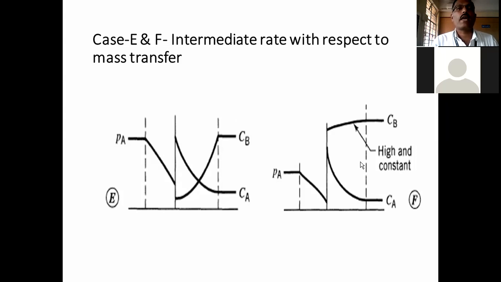Similarly, case F has high CB, with an instantaneous-type reaction. Here CB is high and constant; CB does not drop appreciably. A enters the liquid film, and some of this A reacts with the B in the liquid film, but not all A reacts, because this is an intermediate type of reaction and more time is required for the reaction. So this A enters the bulk of the liquid, and then the reaction occurs in the bulk of the liquid. This is cases E and F.